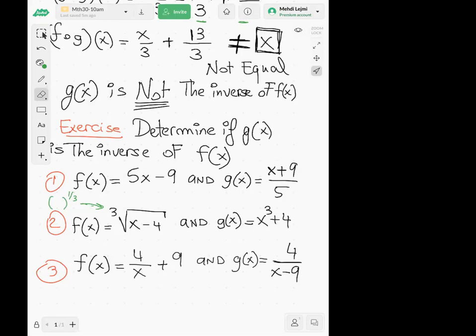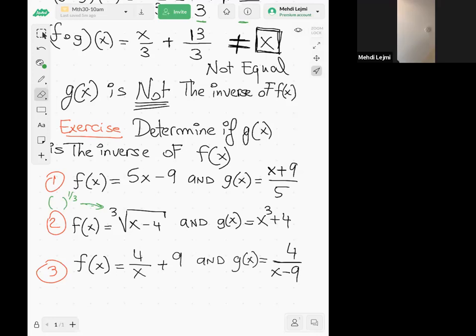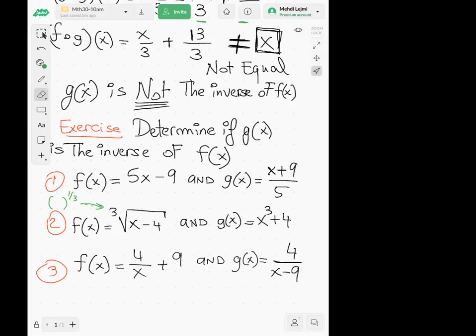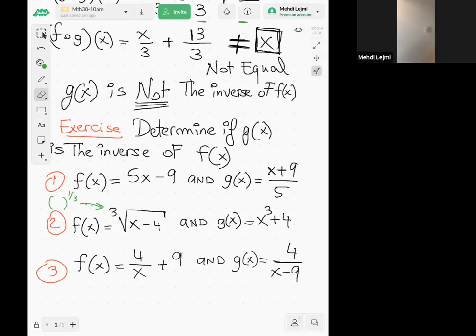Number 3, so is it not the inverse? You're saying it's not? Yeah, I think it's also going to be the inverse. Oh, okay, yeah, my bad. I did not see the +9 on f of x. Oops, yeah, there's this +9.